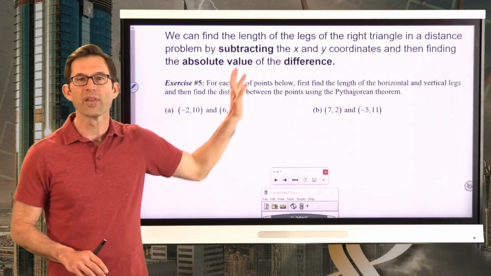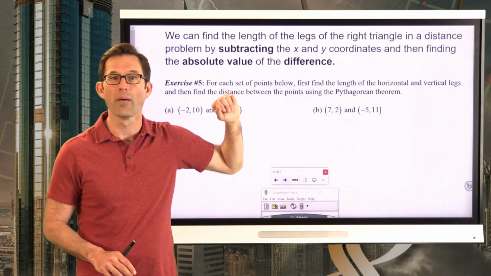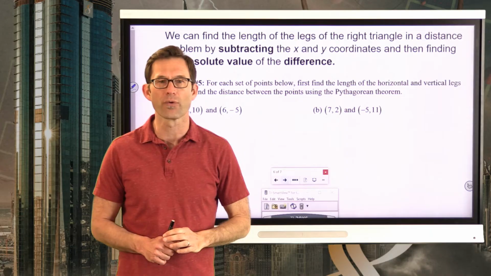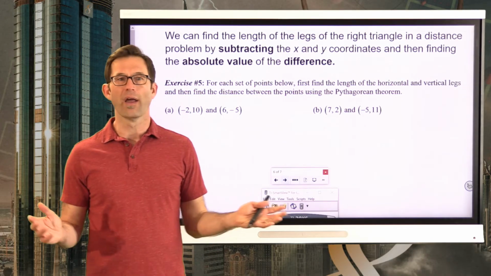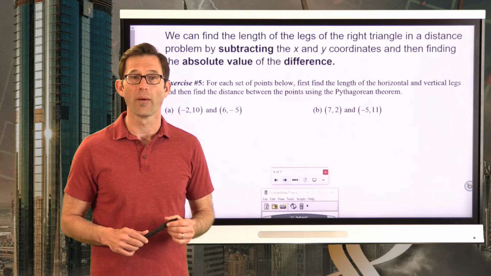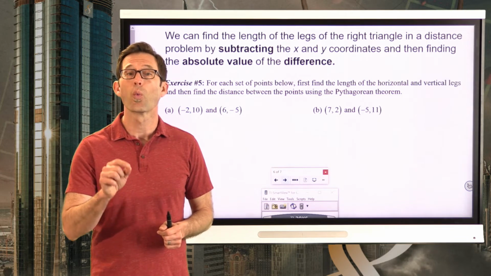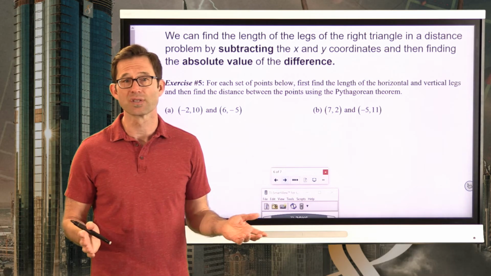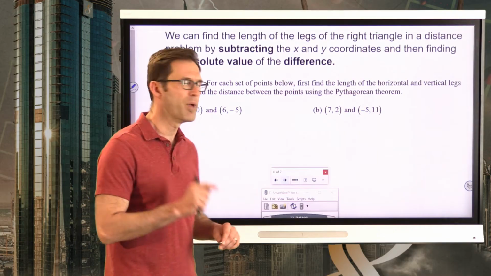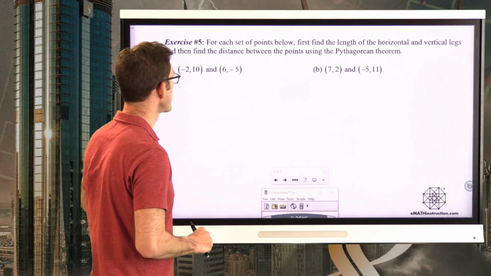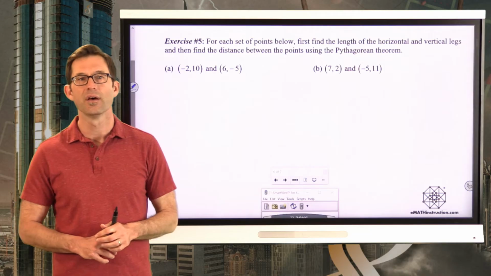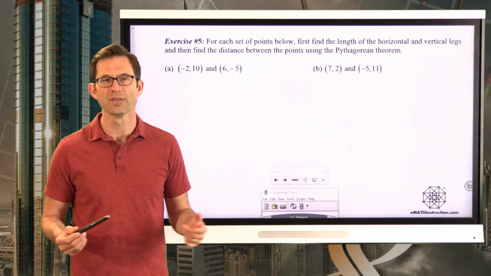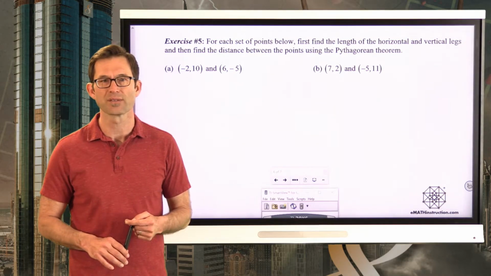All right, we can find the lengths of the legs of a right triangle in a distance problem by subtracting the x, y coordinates and then finding the absolute value of the difference. Now, you might say, well, we didn't find the absolute value of the difference in the previous problem, and that's because both differences were positive numbers. And if you find the absolute value of a positive number, it's still just a positive number. But in exercise number 5, things are going to get a little bit trickier. So let's take a look at exercise number 5 and see how we deal with some negative numbers getting involved in these situations. Let's see what exercise 5 says.